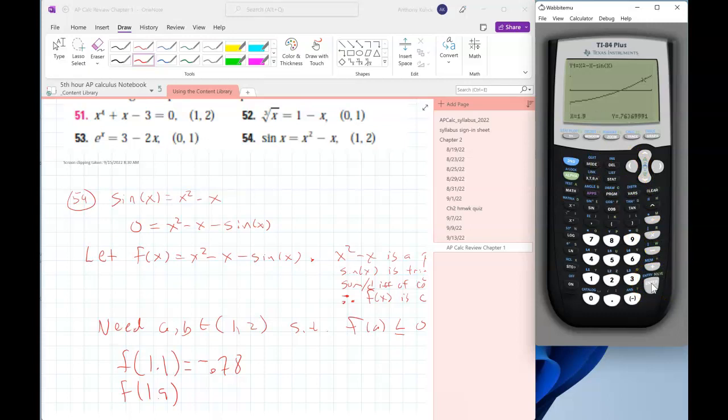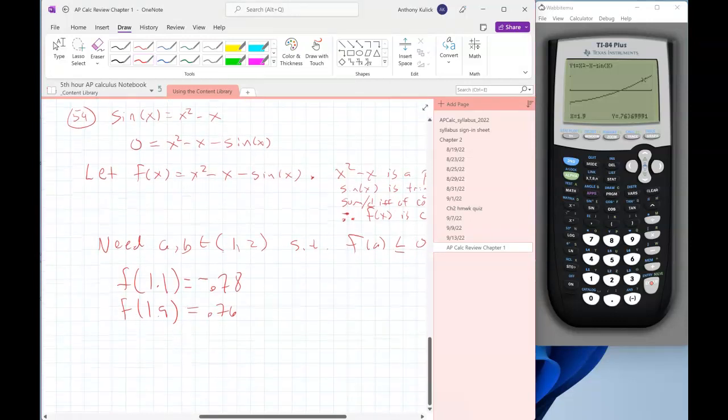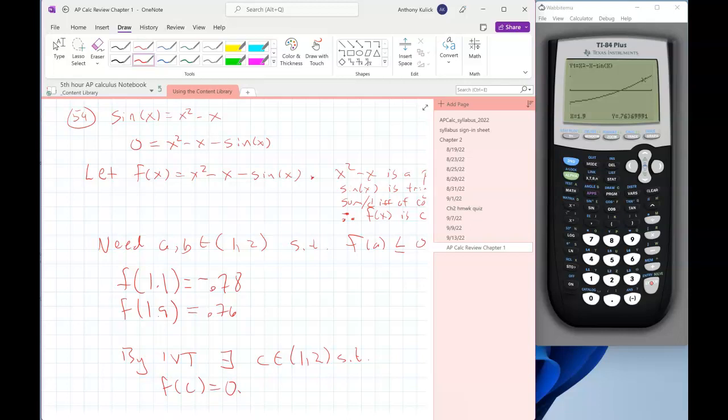So that's 0.76-ish. So I can say by the intermediate value theorem, there exists a C on the interval 1, 2 such that f of C is equal to 0. After I showed it was continuous and found something smaller than the desired value and bigger than the desired value, I know there has to be some x that gives me the desired value on that interval.